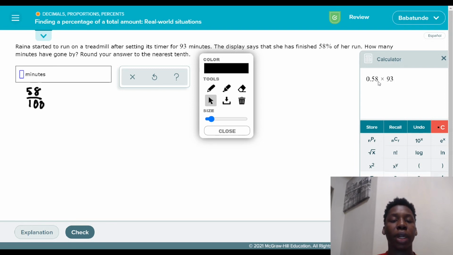Okay, so you see what I did there. First off, I asked myself, what is the percentage being used for the entire scenario? The scenario here is that Raina turned on her treadmill for 93 minutes, and she has finished 58% of 93 minutes. So we have to multiply 0.58 times 93.